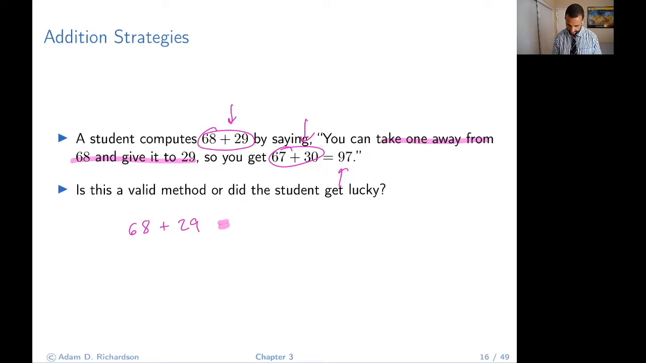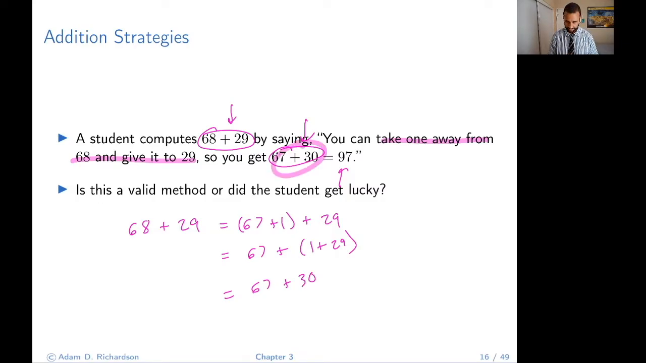So what I'm going to do is this. I'm going to take 1 away from 68. Just like that. So I broke 68 up into 67 plus 1. Now I can reassociate. All right? And that gives me 67 plus 30, which is exactly what our student got as well. And then last but not least, that's 97. There we go. Nice, we did it, right?